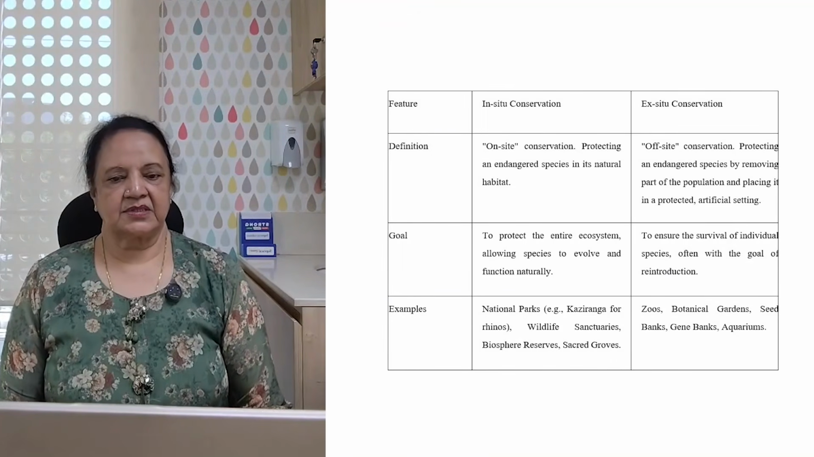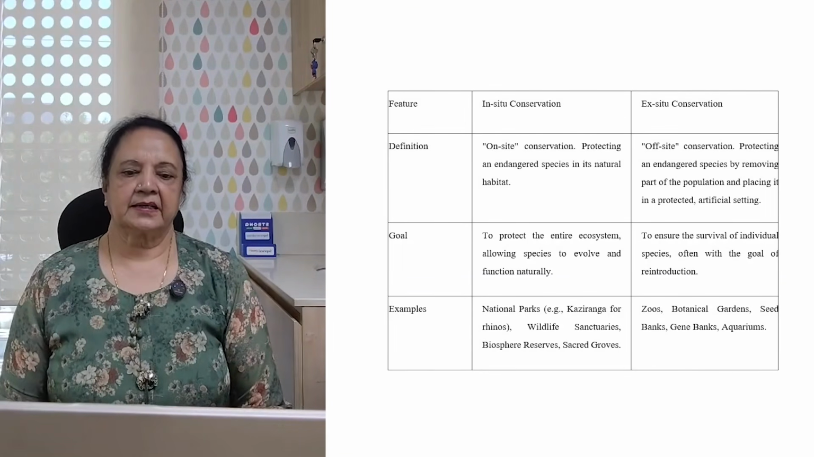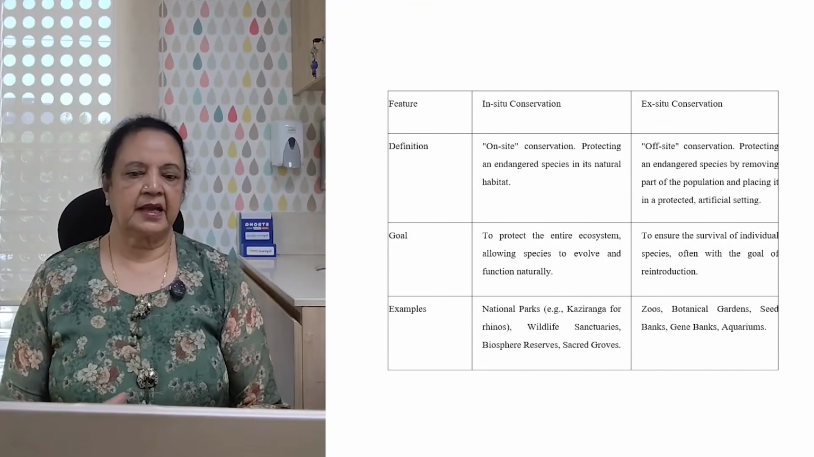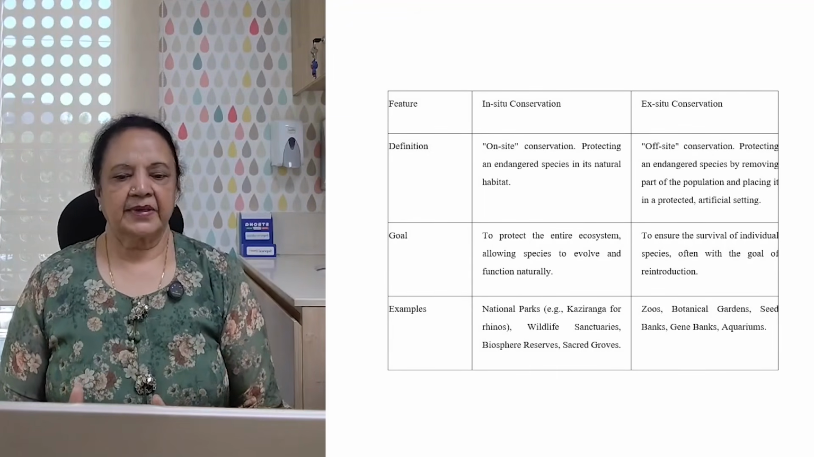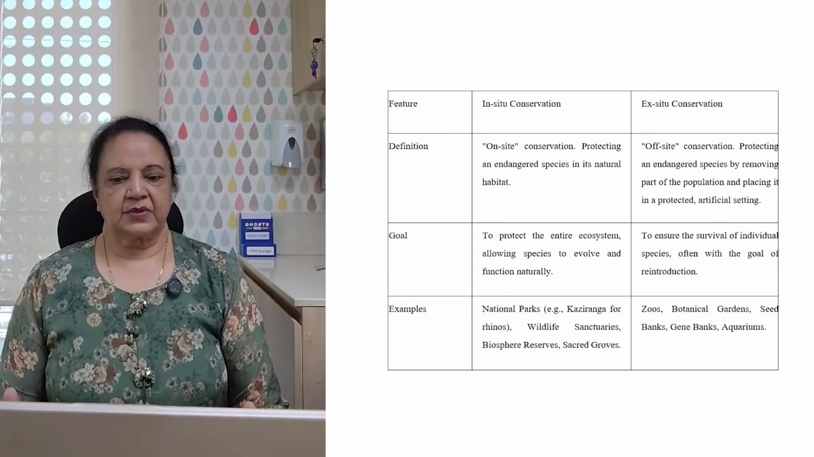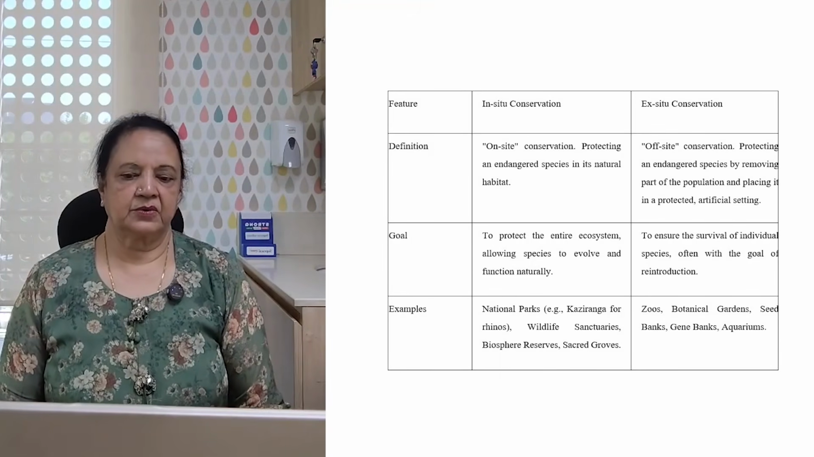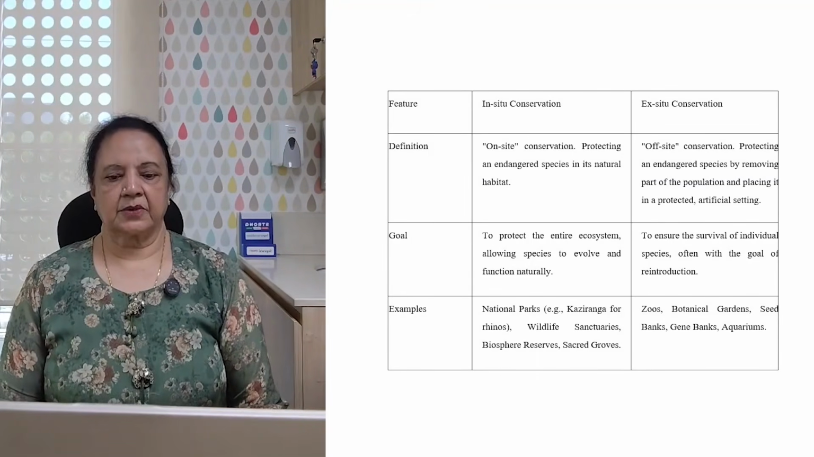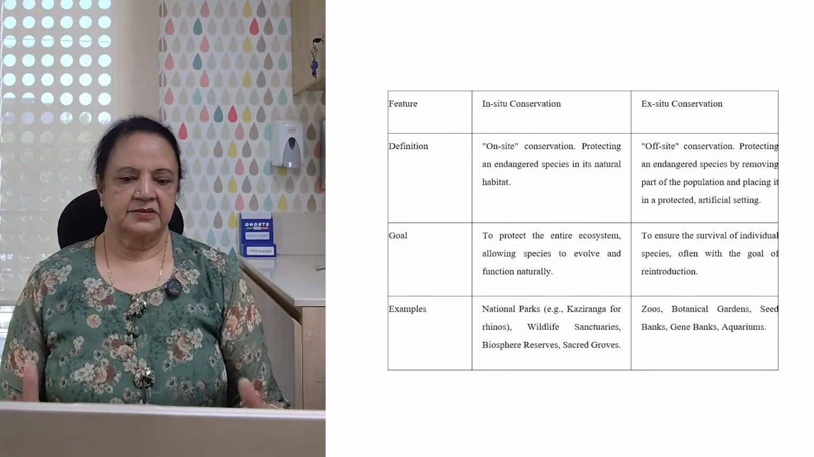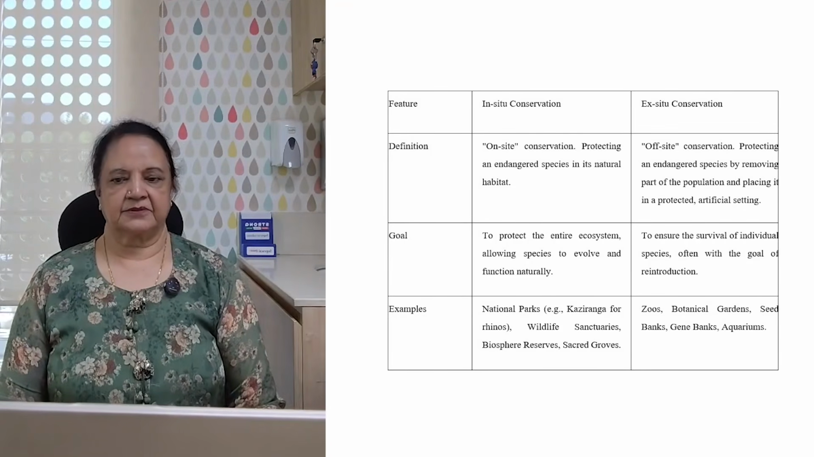Whereas ex situ conservation means off-site conservation, protecting an endangered species by removing part of the population and placing it in a protected artificial setting. This is to ensure the survival of an individual species, often with the goal of reintroduction. The examples of it are botanical gardens, zoos, seed banks, gene banks, aquariums.